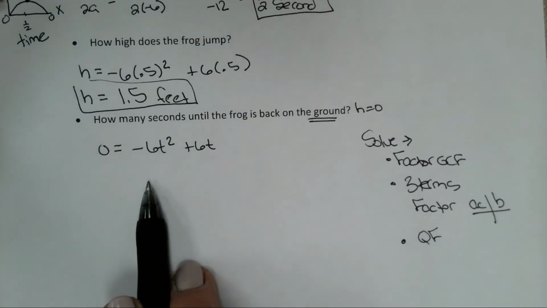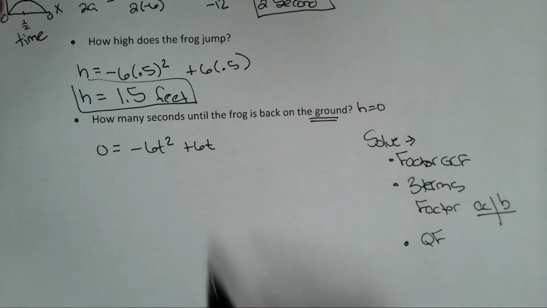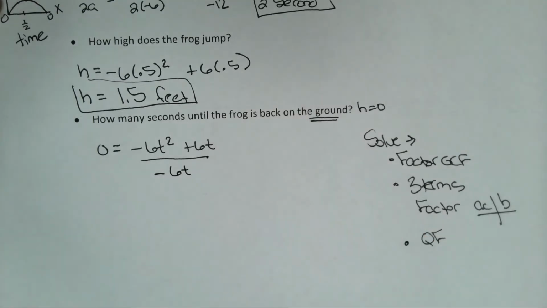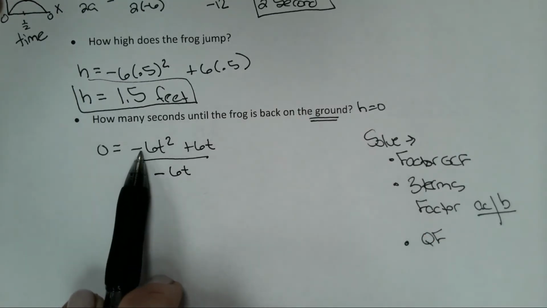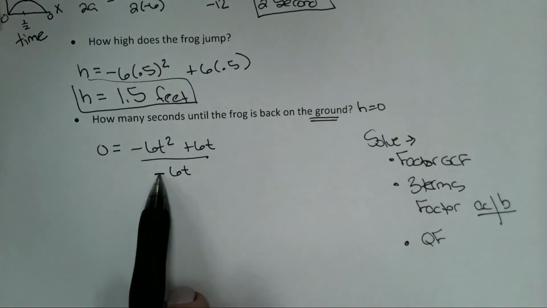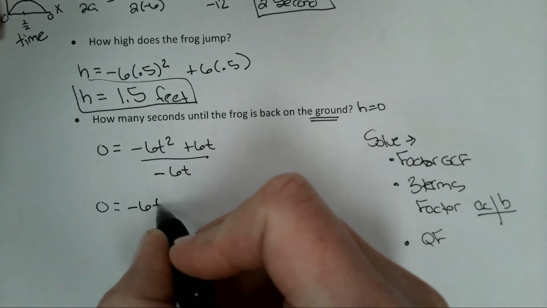I'm going to factor out the GCF here because everybody has a 6 and everybody has a t. So I'm going to divide negative 6t. And whatever the sign of the first term is, that's always the sign that I factor out. So I'm going to factor out negative 6t.